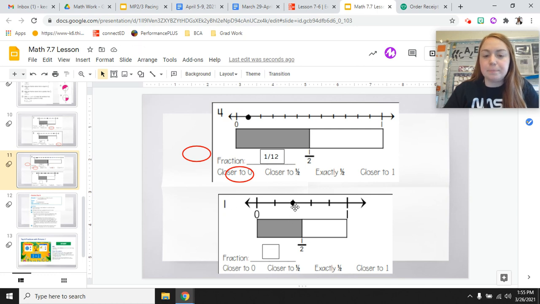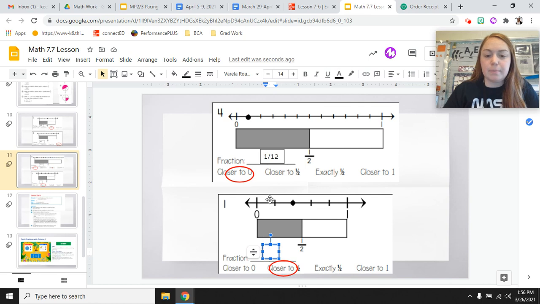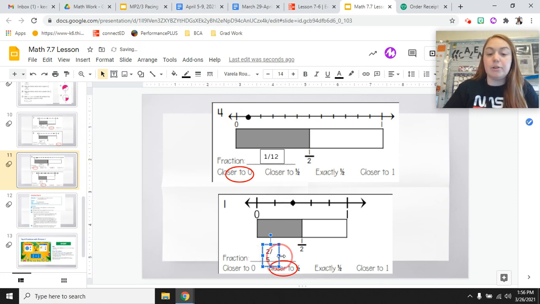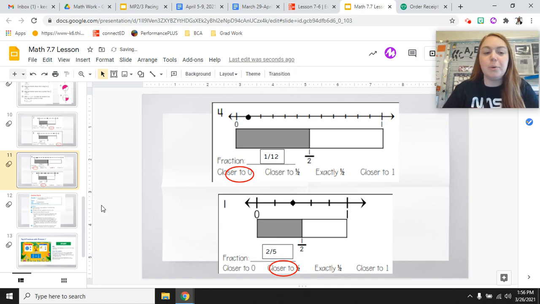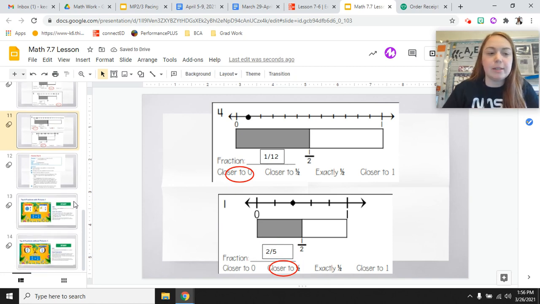Now let's look down here. Here's your point, here's 0, here's halfway, here's 1. If this is halfway, we would say that it's closer to 1/2. It's not exactly 1/2, it's closer to 1/2. Now let's figure out our fraction. Let's count our spaces. 1, 2, 3, 4, 5. So we're working with fifths, and then we need to count from 0 to our dot. 1, 2. So what would our fraction be? 2/5. Very nice job, friends.